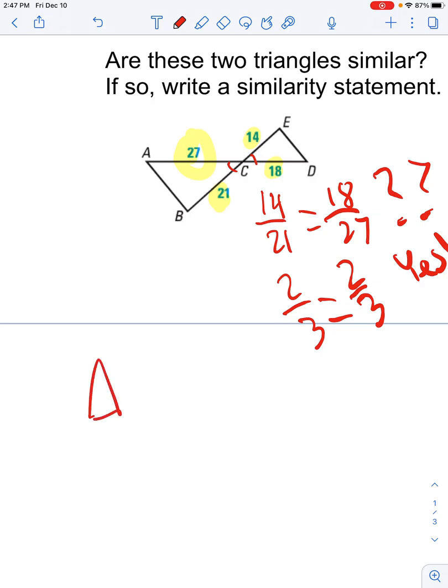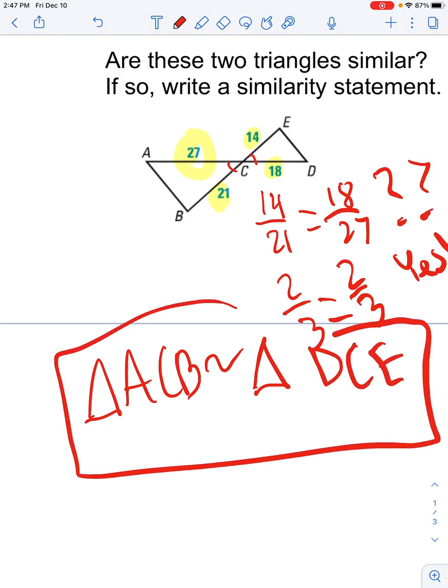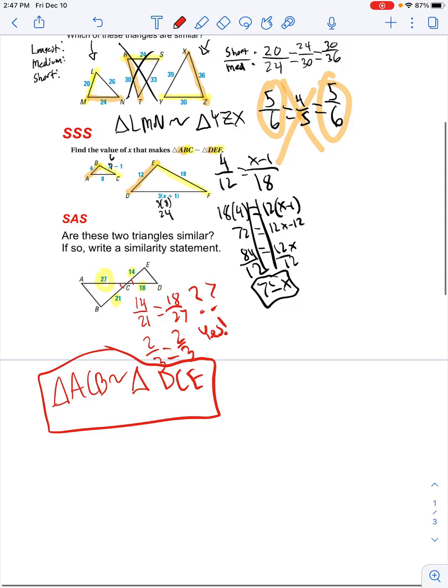Now we just have to write it. I'm going to keep C in the middle. So I'm going to say triangle ACB is similar to triangle DCE.